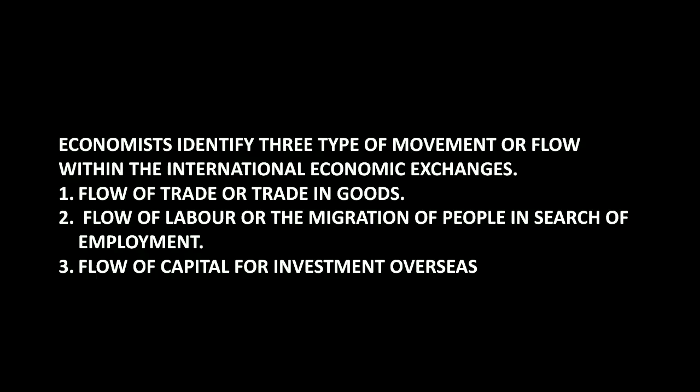Economists identify three types of movement or flows which happen in international economic exchange. The first was the flow of trade, or trade in goods, which was seen on a very large scale during the 19th century. The second was the flow of labor, or migration of people in search of employment; a huge number of laborers migrated to different countries or areas where they wanted to get employment and profit. The last was the flow of capital for investment overseas: how money was transferred from one area to another and how it was profited from, which was seen during the 19th century.